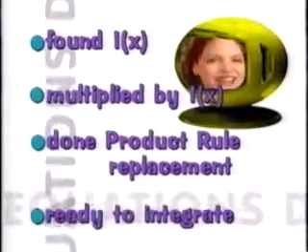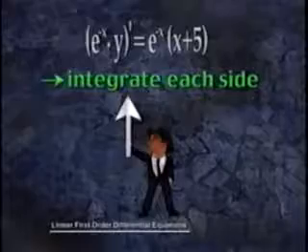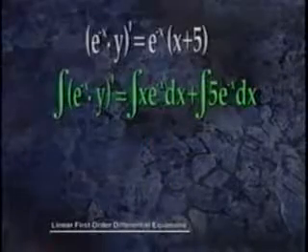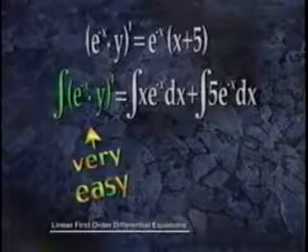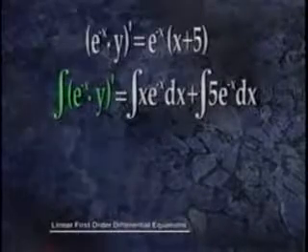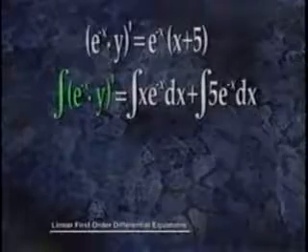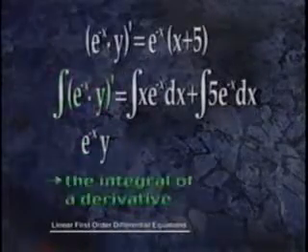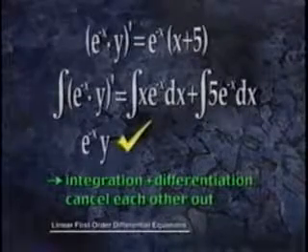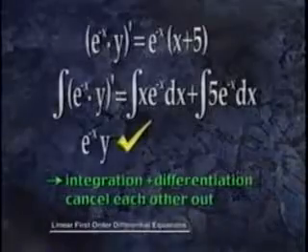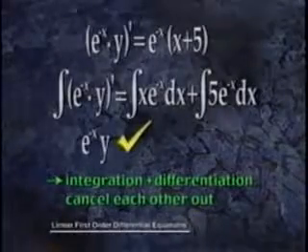Now we're ready to integrate. Taking the equation as we now have it, our next step is to integrate each side. To do this, we integrate each term individually. On the left side, the integration is very easy. The integral of the derivative of e to the -x times y is just e to the -x times y. Do you see that here? We have the integral of a derivative. These two operations, integration and differentiation, cancel each other out. So, we're done with the left side.